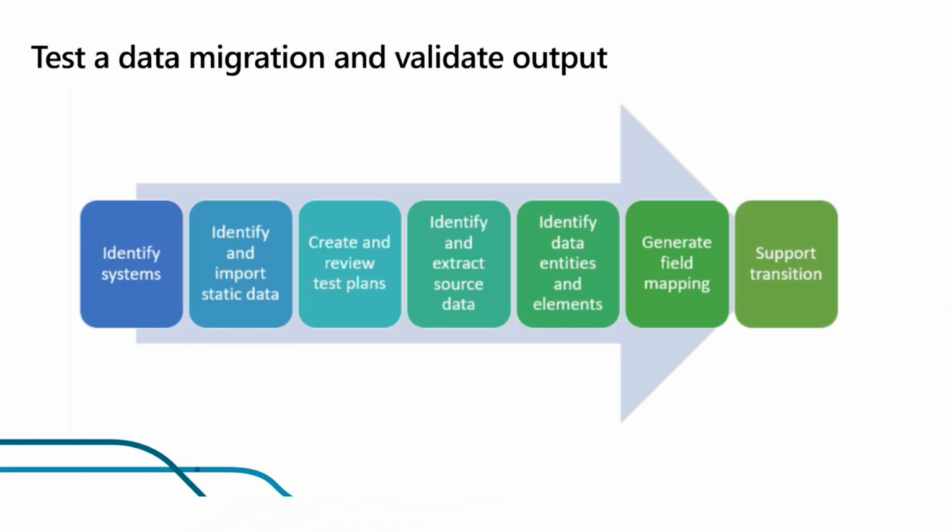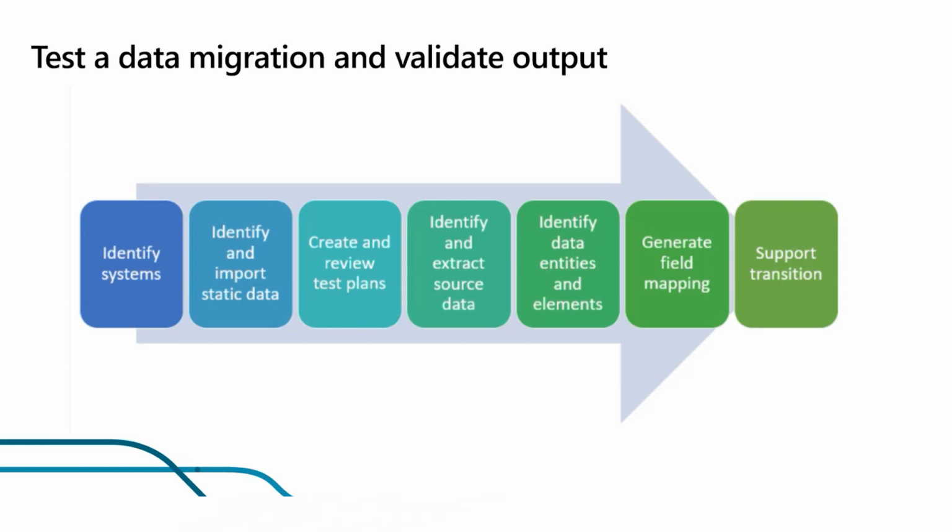So these are the steps that will be performed during data migration. You'll be testing your migration as well as validating your output. First of all, you would be identifying the relevant system. You would be identifying and importing static data that is common between the industries. You would be creating review and test plans.